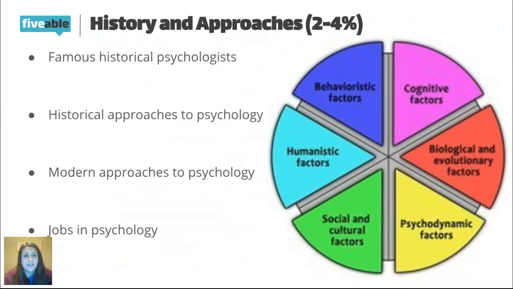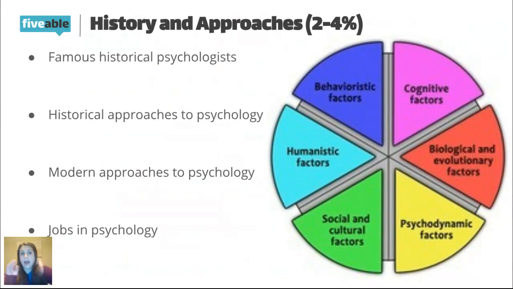And then that unit goes on to talking about modern approaches to psychology. And that's what this little pie chart thing is here. So make sure you just know what it means for cognitive factors, so thinking, thought process, humanistic factors, and just go through and make sure you remember all the different fields and subsets of psychology. And there even is typically a small question about job or type of psychologist. So that's the history and approaches unit.